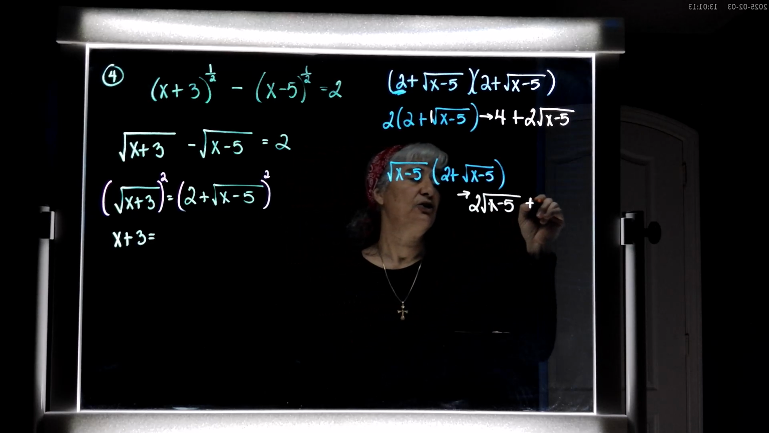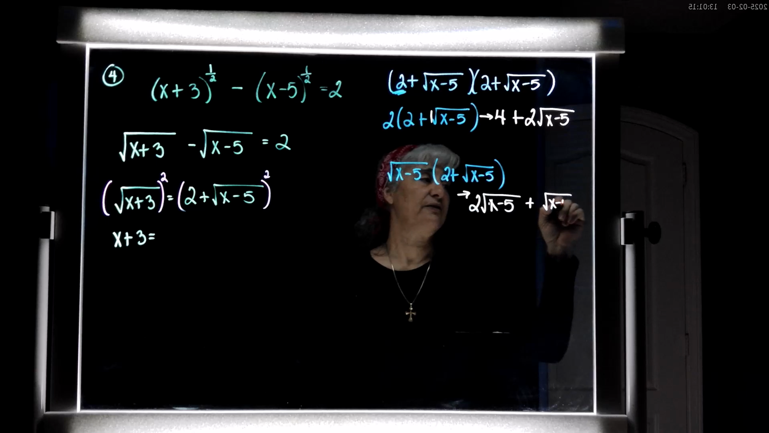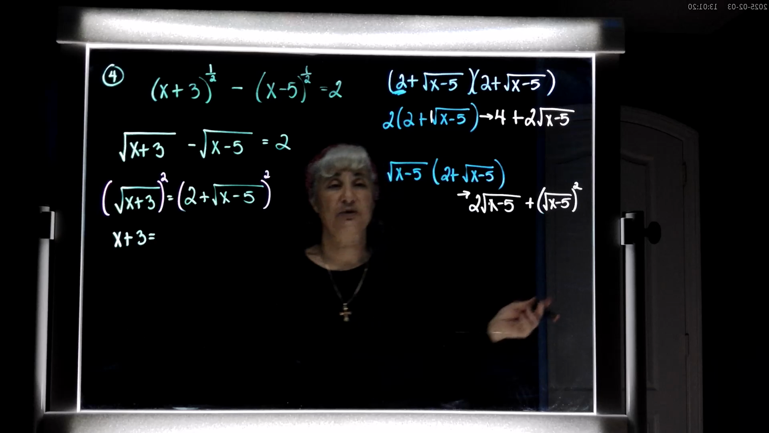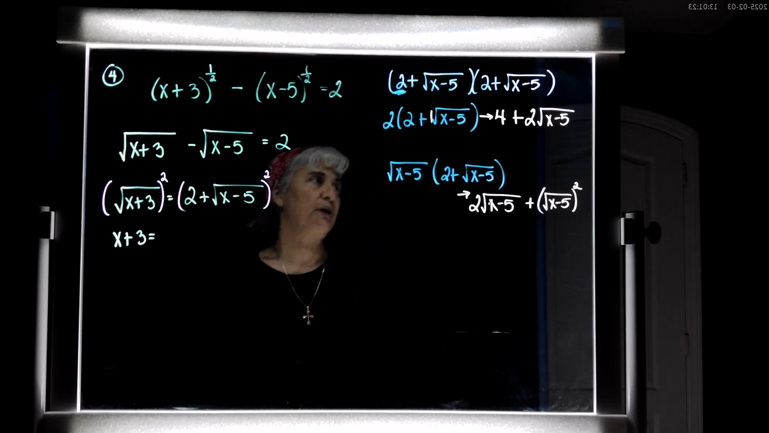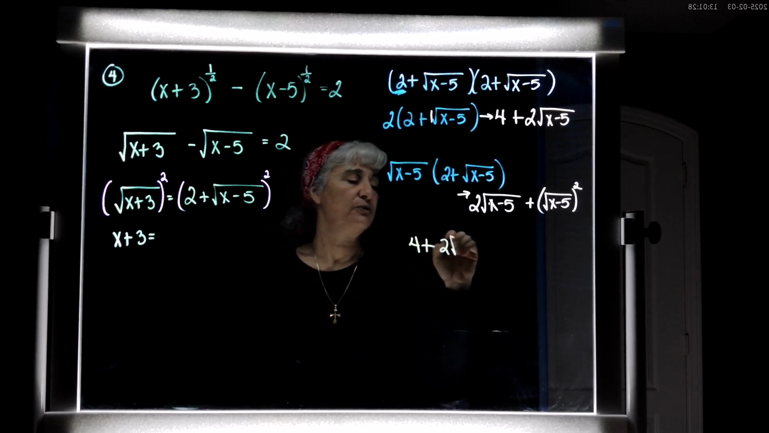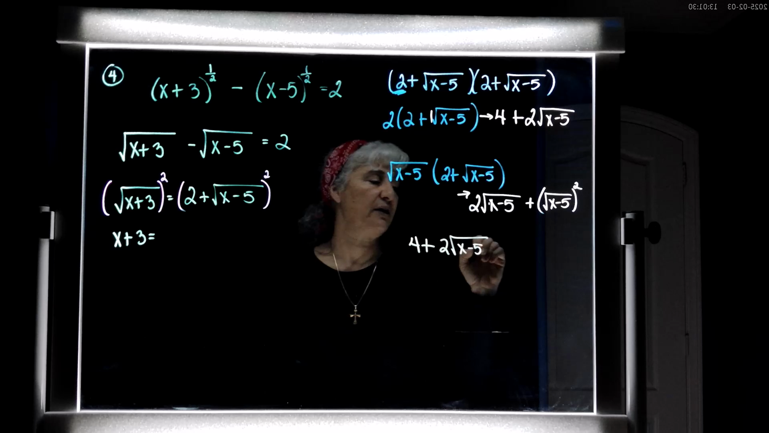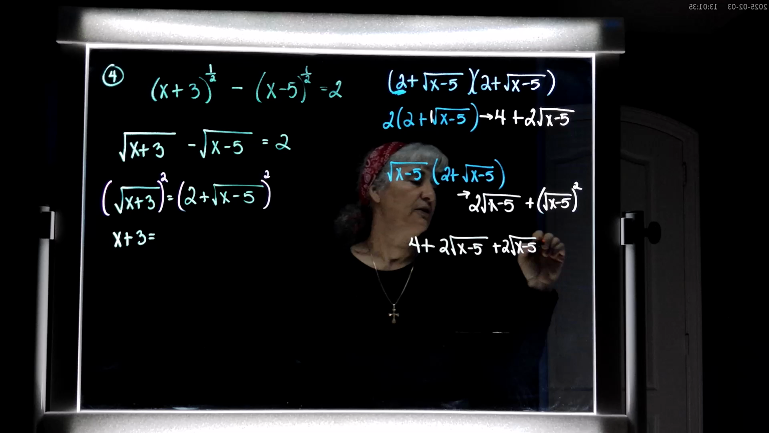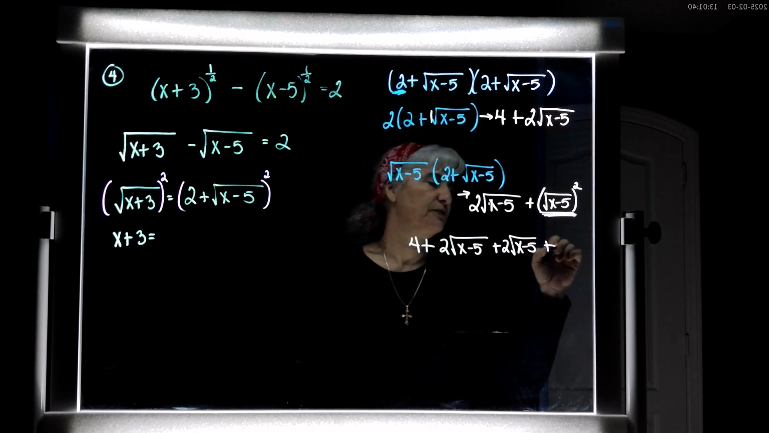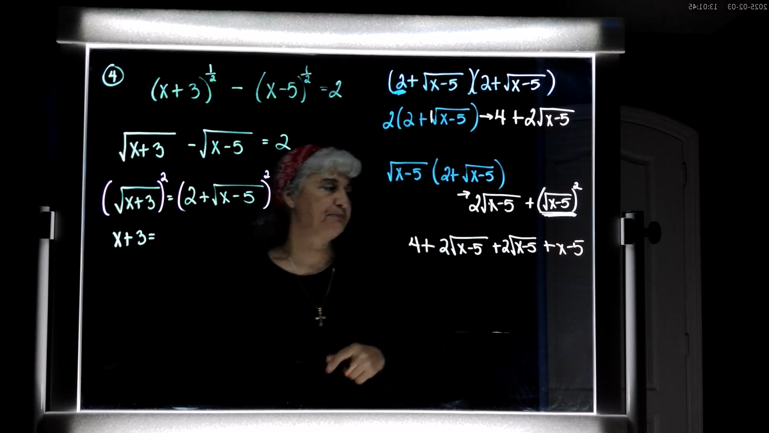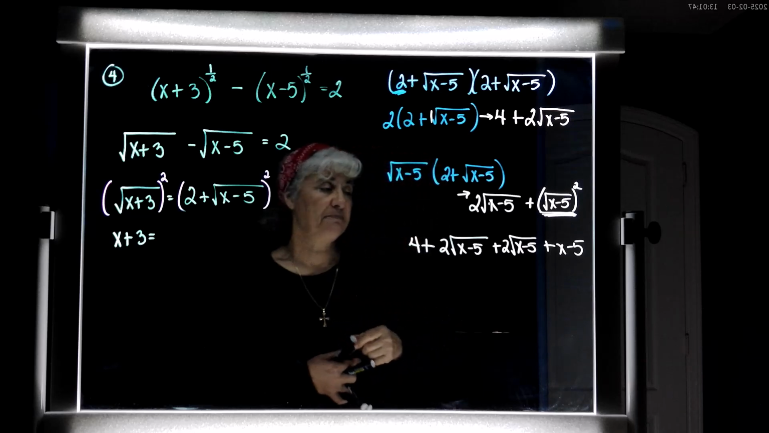And then you've got this square root of x minus 5 times itself, or squared, don't you? Okay, let's put it together a little bit. 4 plus 2 times the square root of x minus 5, plus another 2 times the square root of x minus 5, plus, what happens when you square a square root? Good. So you just have x minus 5 because it cancels, doesn't it? Excellent.